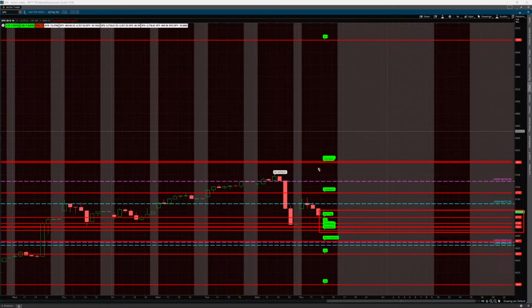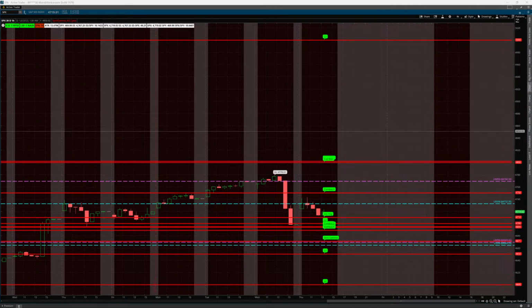And then finally, the call wall remains at 4,800. That's a strike with a large net positive gamma that can be expected to act as resistance. And if price had continued to move higher, that would have been the next upside level. So 4,800 marking the potential ceiling, and today 4,695 marking the potential floor.